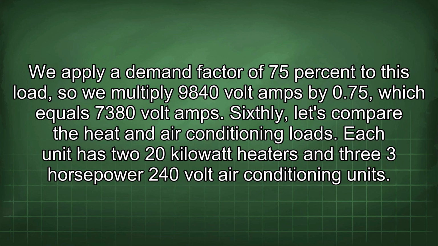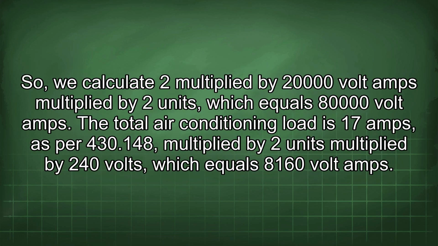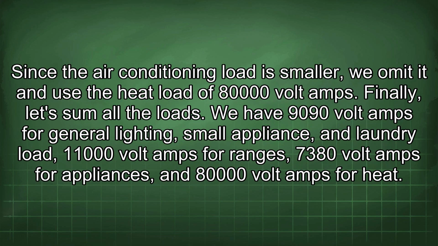Sixthly, let's compare the heat and air conditioning loads. Each unit has two 20 kilowatt heaters and three 3 horsepower 240 volt air conditioning units. So, we calculate 2 multiplied by 20,000 volt amps multiplied by 2 units, which equals 80,000 volt amps. The total air conditioning load is 17 amps, as per 430.148, multiplied by 2 units multiplied by 240 volts, which equals 8,160 volt amps. Since the air conditioning load is smaller, we omit it and use the heat load of 80,000 volt amps.